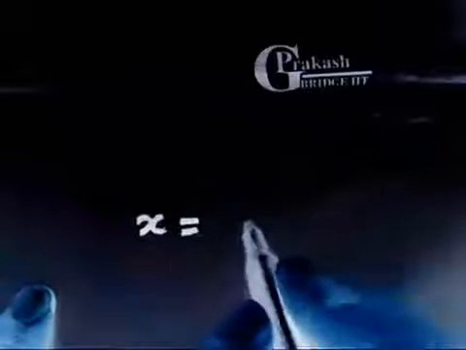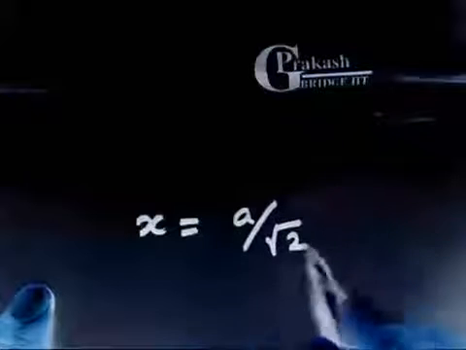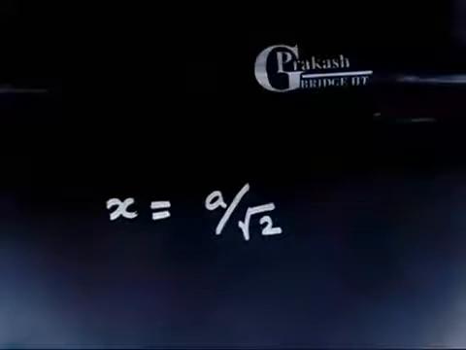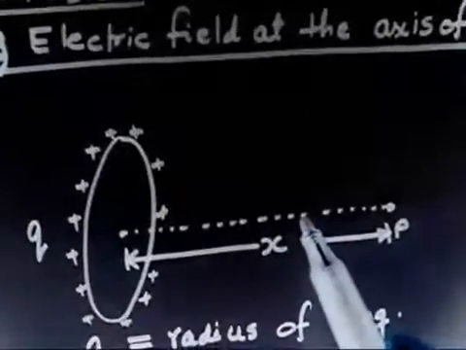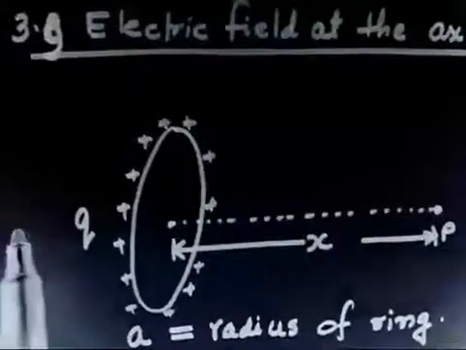So I can say the value of x is a by root 2. Basically we'll have plus minus a by root 2. So this has a meaning. So either you can take this side a by root 2, or you can take this side of the ring, that is minus a by root 2.